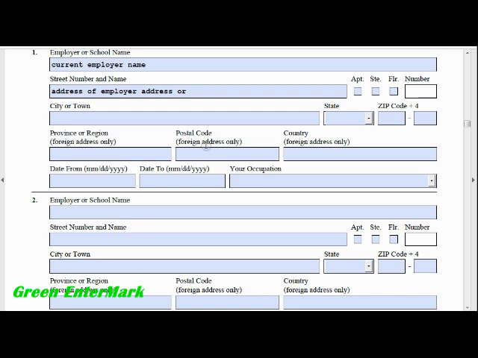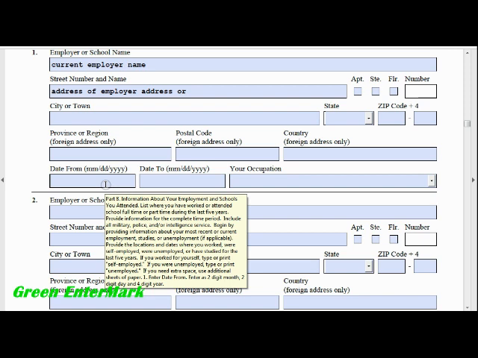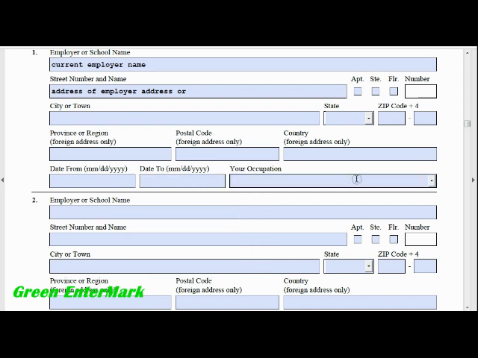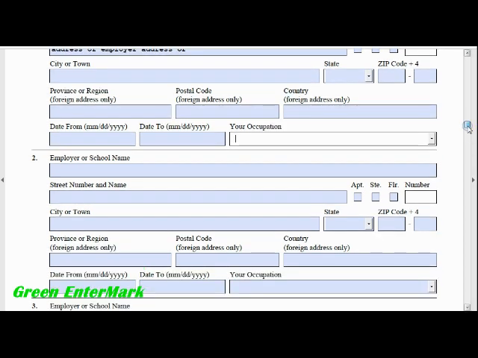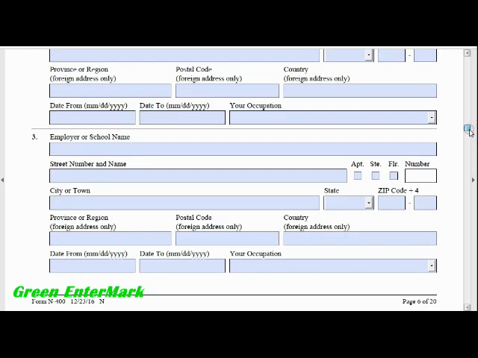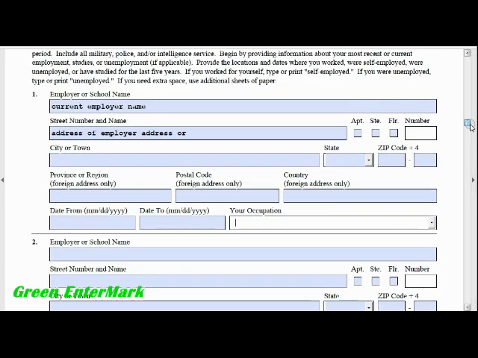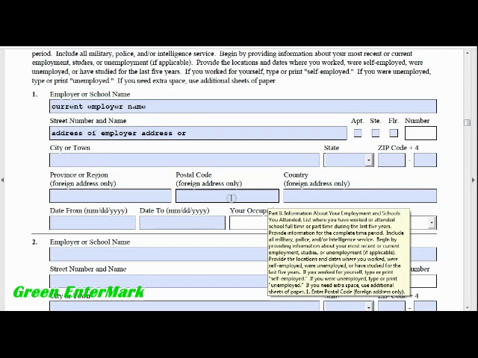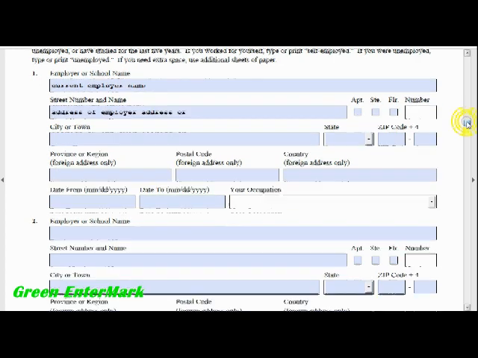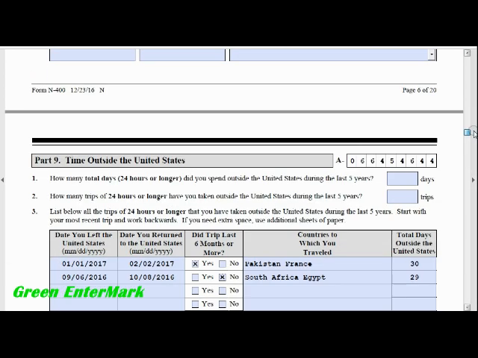Postal code, country, the date from which you joined the company or joined the school, the date on which you left the school or left the company, or your occupation. This is only for the employees. Okay. Now, the second employer or school name, third, and last 5 years, your employment history or your education history you have to mention here in this part.